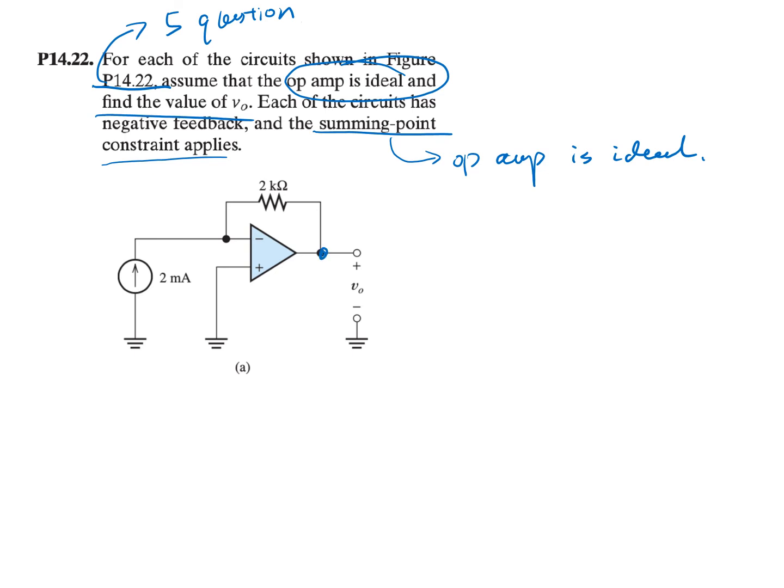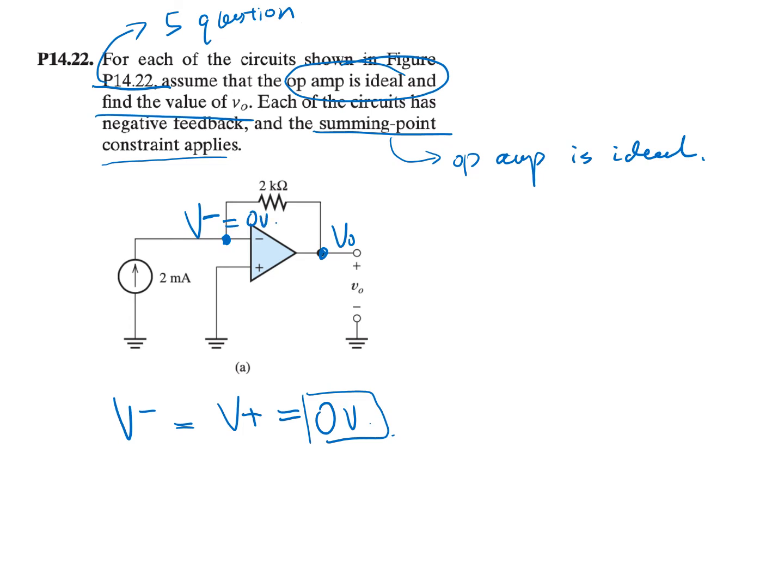We need to find V out. Let's label V out. V out is here. Let's see how many nodes we have. Here is the other node we don't know. Let's say that's V negative. For an ideal op-amp, we know that V negative is equal to V plus, that is equal to 0, because V positive is connected to the ground, so that's 0 volt. So here is also 0 volt.